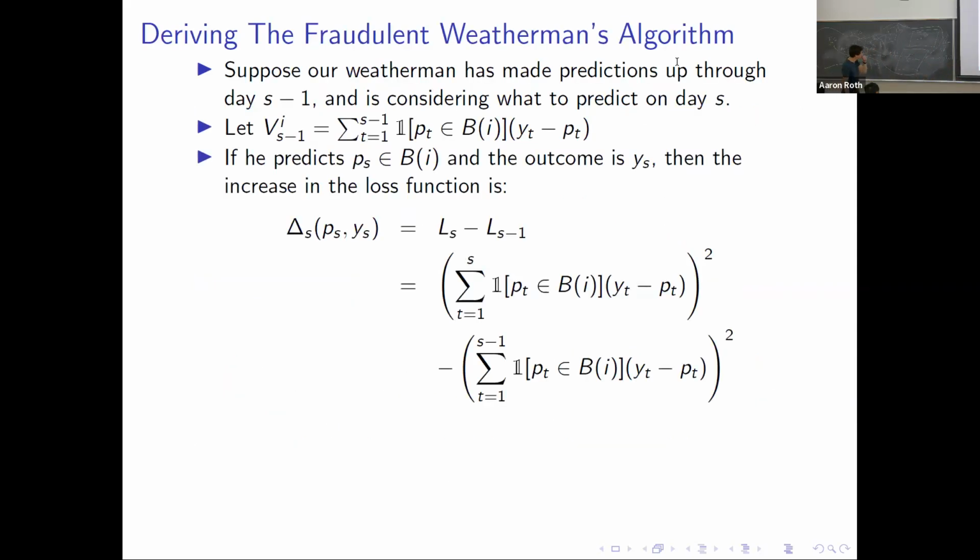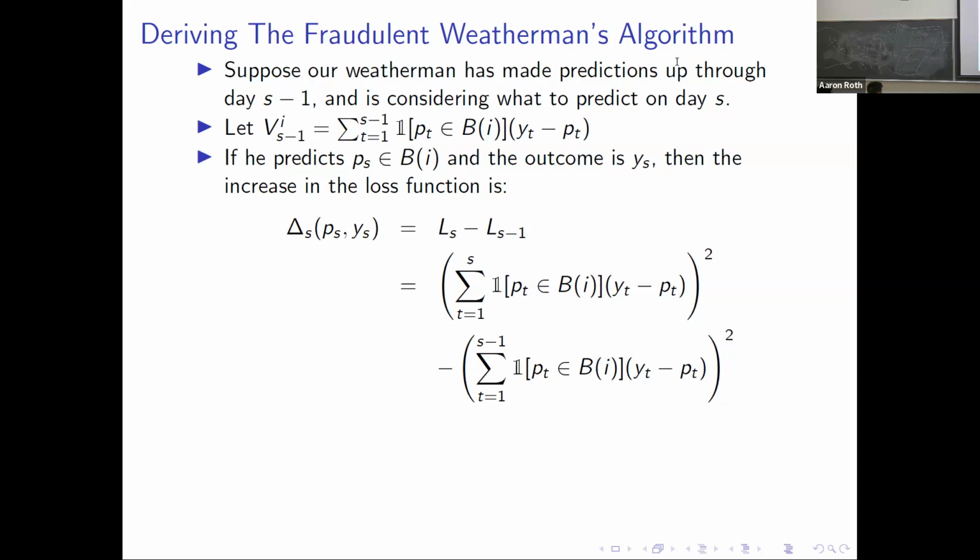Okay, so what's the change in calibration loss if today, on day S, I predict something in bucket I, an I% chance of rain? Well, it's just the difference in my calibration loss within bucket I. The others are unchanged.